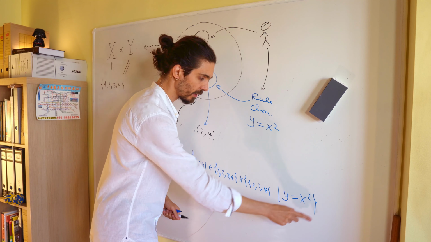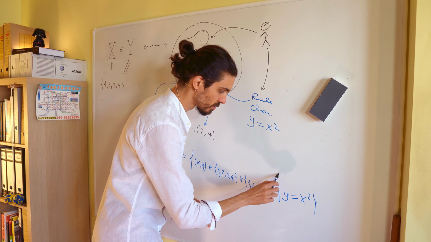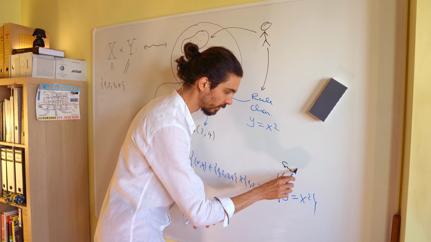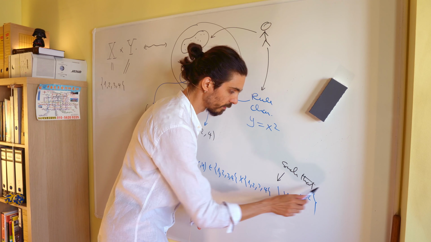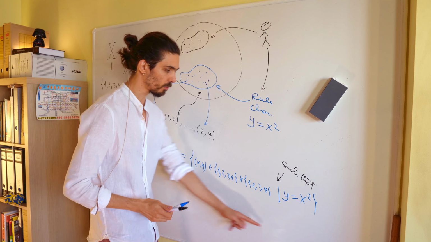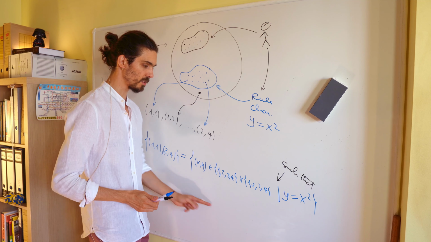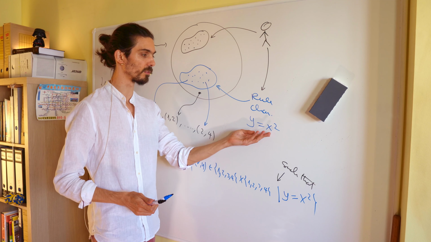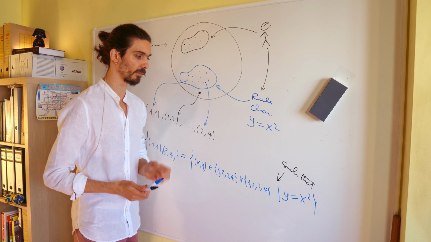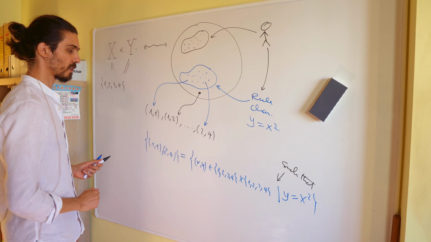So, this is the idea that the bar means such that this thing is true. So essentially what you see here is the truth set. This is the truth set of the statement y equals x squared, the rule that specifies the set.